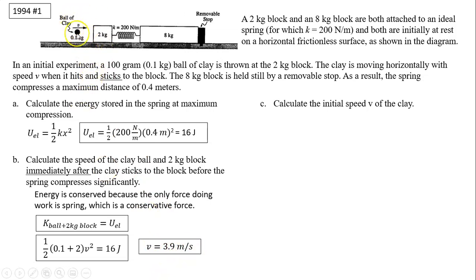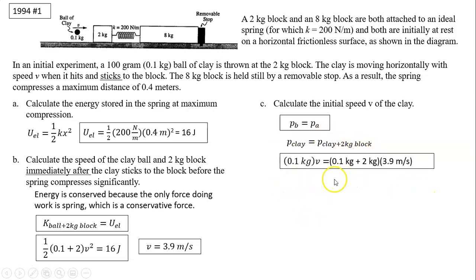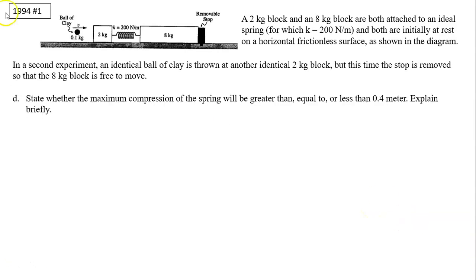So what is the initial speed of the ball? This is a conservation of momentum problem. P before equals P after. Before is the momentum of the clay. After is the momentum of the clay plus the 2 kilogram block. Substitute all the numbers in. Remember, after is the two added together. We know the speed is 3.9 from part B, so we can solve for v, 81.9 meters per second.